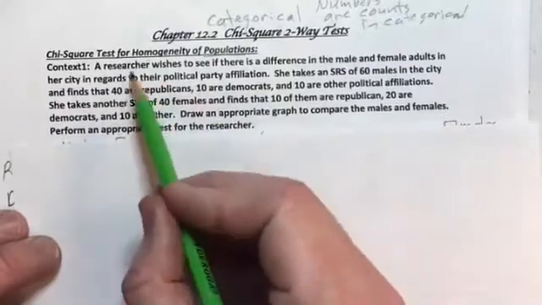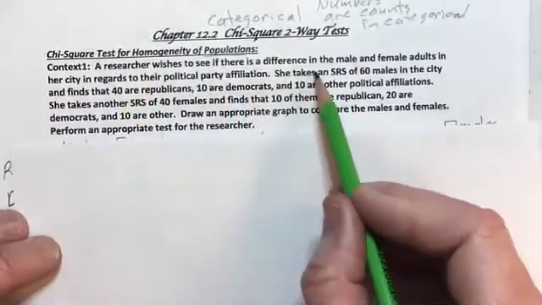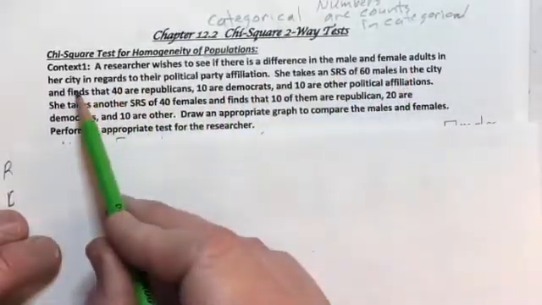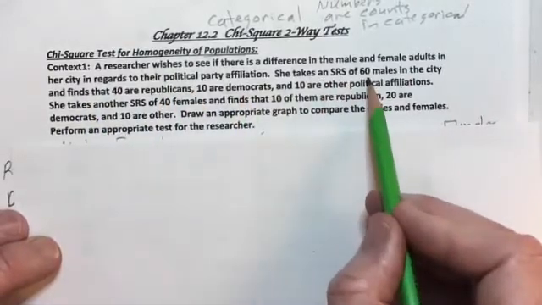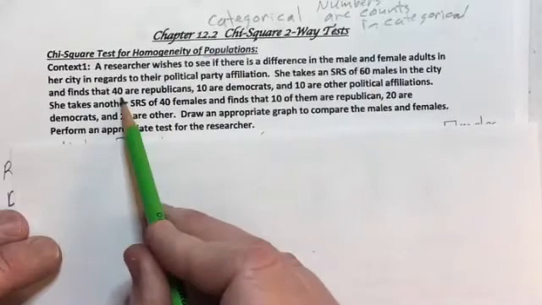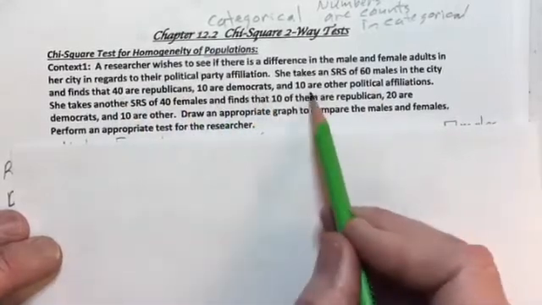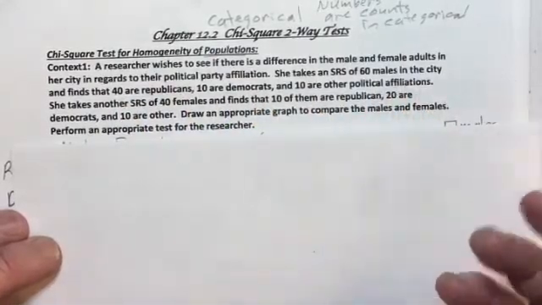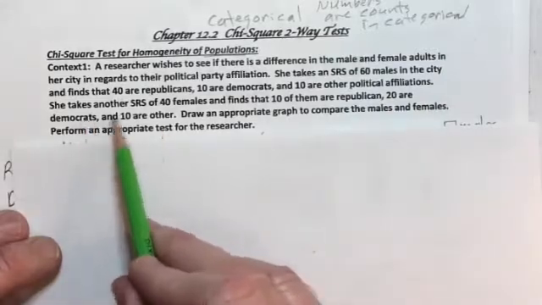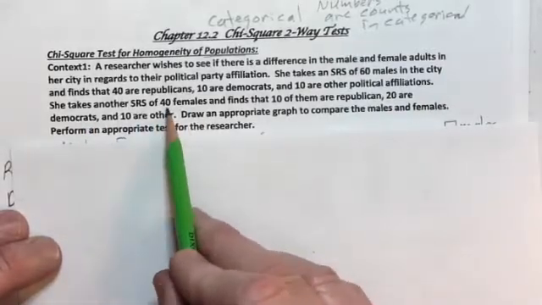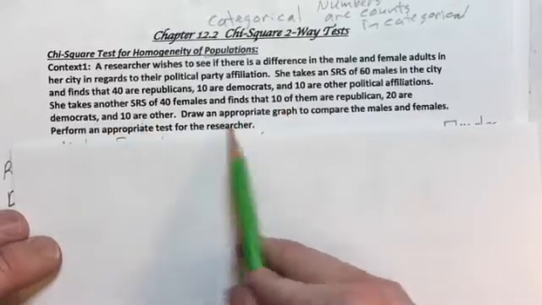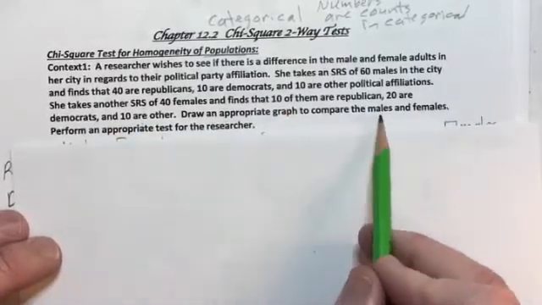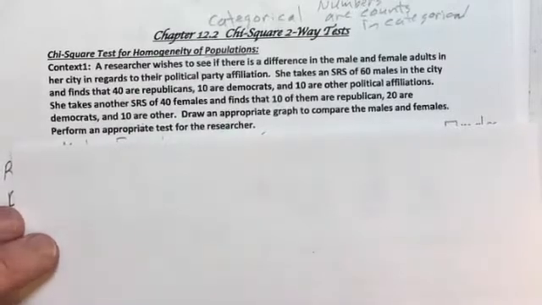So let's look and see what this says. A researcher wishes to see if there's a difference in the male and female adults in the city in regards to their political party affiliation. She takes a simple random sample of 60 males in the city and finds 40 Republicans, 10 Democrats, and 10 are other political affiliations. She takes another simple random sample of 40 females and finds 10 of them are Republican, 20 are Democrat, and 10 are other. Draw an appropriate graph to compare the males and females, and then perform an appropriate test.